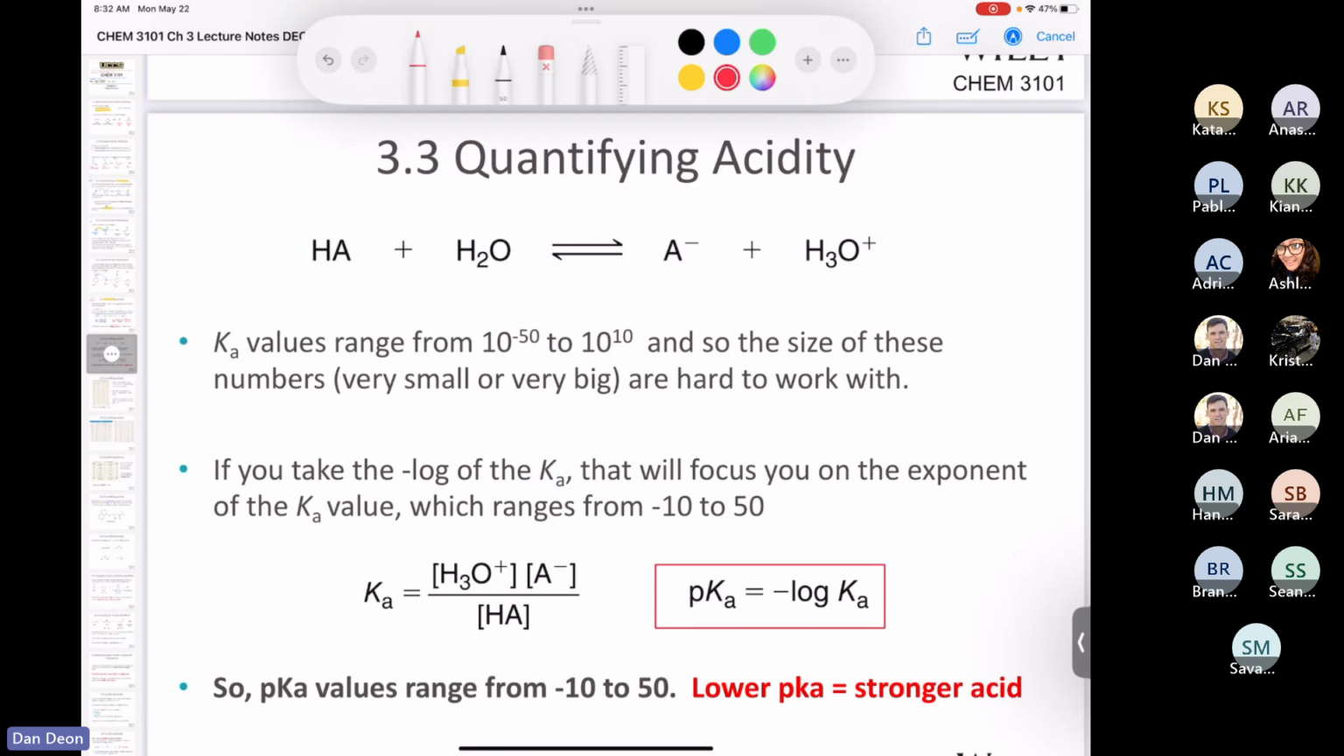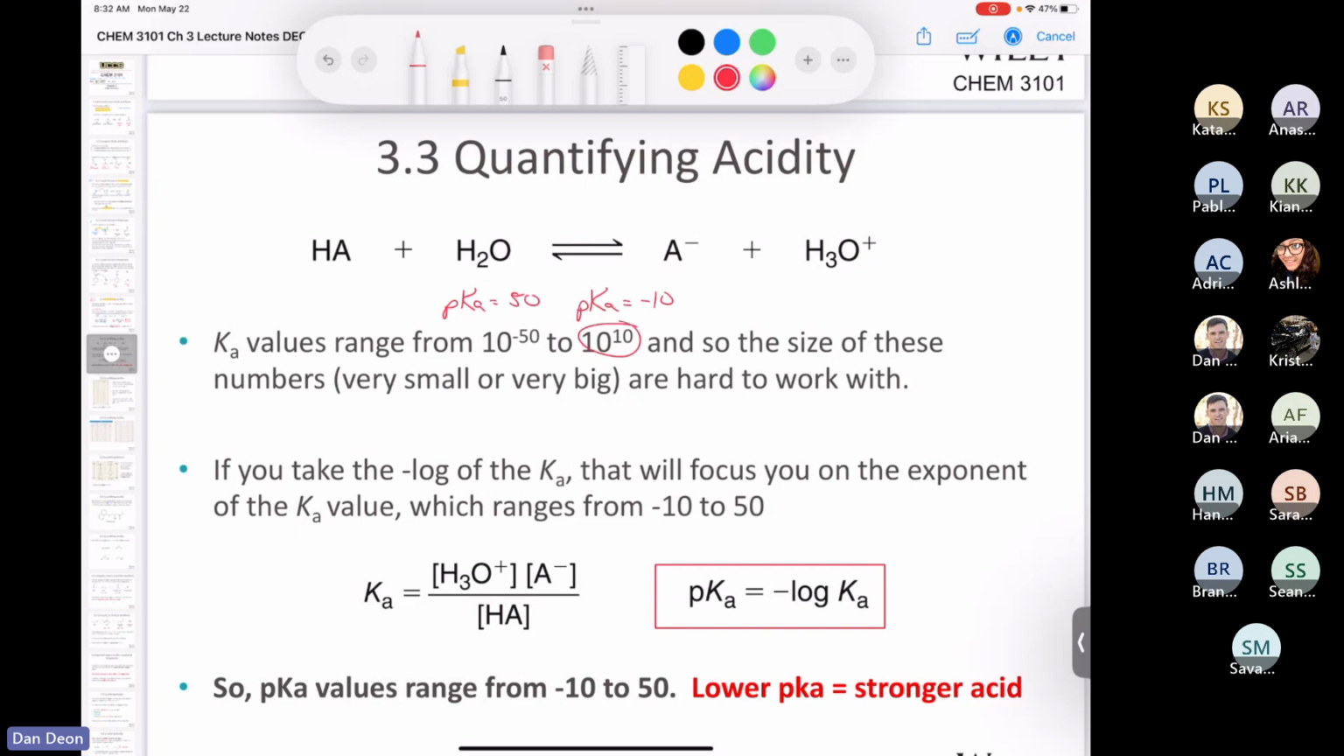So pKa values can range from negative 10. So if you have Ka of 10 to the power of 10, you're going to get a pKa equal to negative 10, because remember, it's the negative log of the Ka. And if you have a Ka of 10 to the negative 50, it's going to give you a pKa equal to 50. So what does that mean?